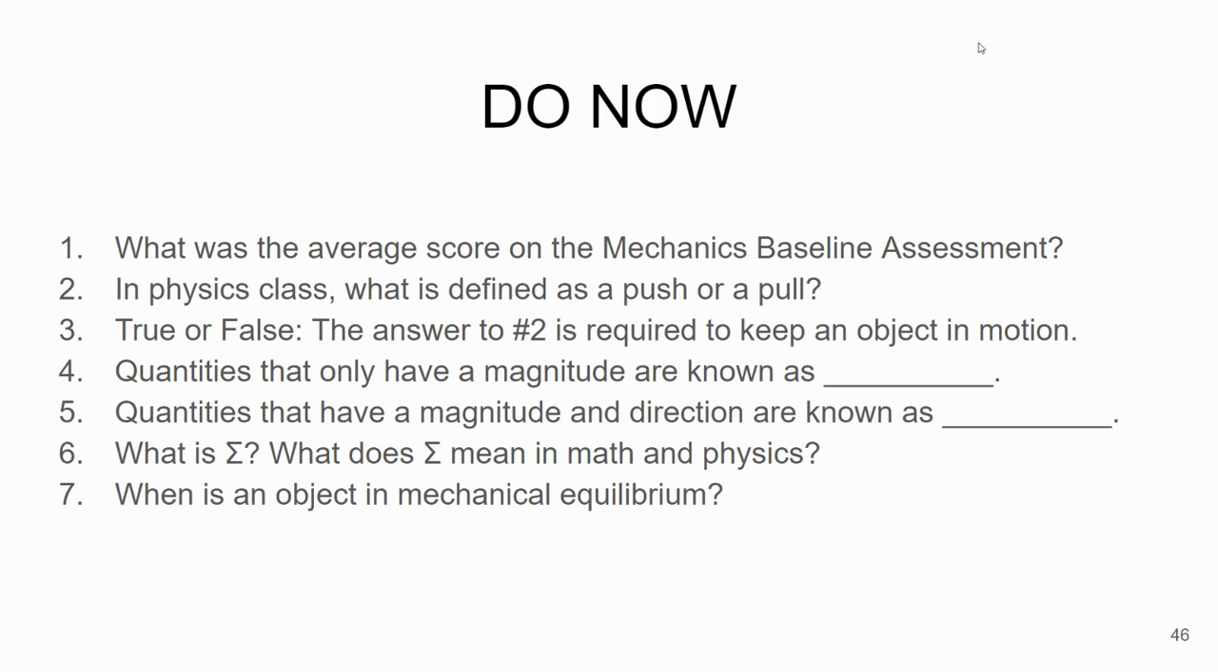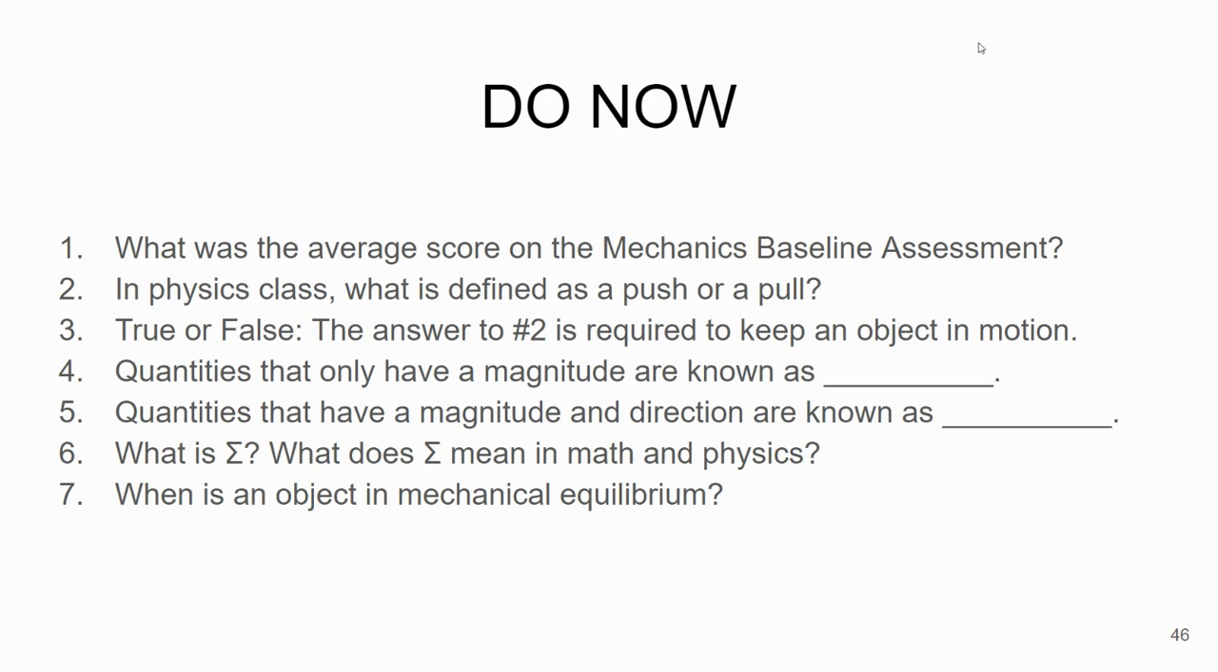So we learned that there are two types of quantities. So question 4, quantities that only have a magnitude are known as scalars. Examples of scalars are age, temperature, things like that. Quantities that have a magnitude and direction are known as vectors. So force is a vector. Later, we'll learn that velocity is a vector, momentum is a vector, because these things have magnitude and direction.